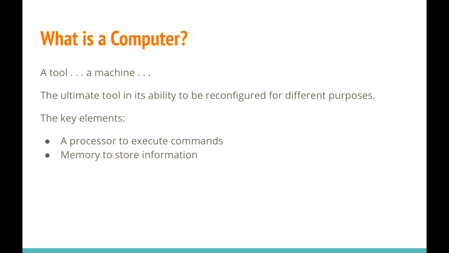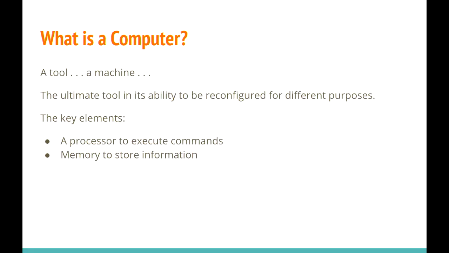So, a computer I like to think of as a tool. It's a machine that can do certain things. And if we were to think of tools in general, I could think of a hammer. A hammer has a single purpose. It's there to hit nails into wood, and in doing so, it can join bits of wood together. So it's got a purpose, it's a tool. A computer has a purpose, and it is a tool as well.